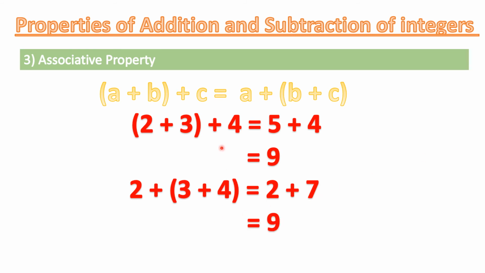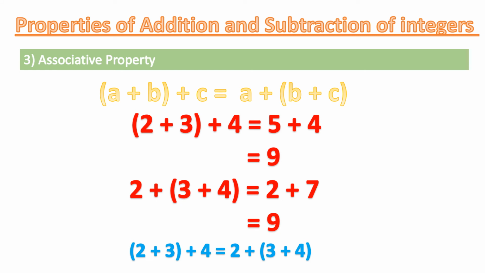So I can see that if I add the first two numbers and then the third number, I get 9. And if I add the last two numbers and then the first number, then also I get 9 itself, which means that I can conclude that the first two numbers added with the third number is equal to the first number added with the second and third numbers' sum. So that is what the associative property tells us.